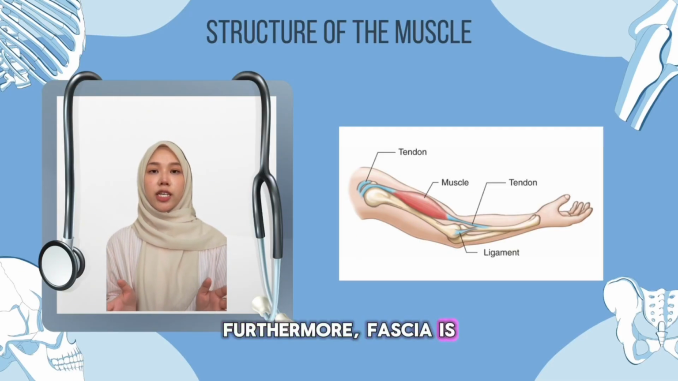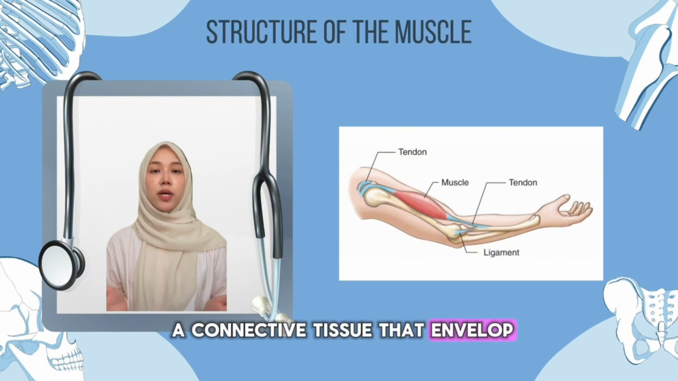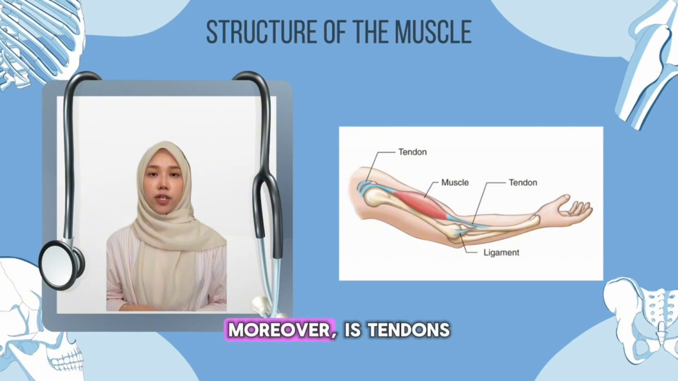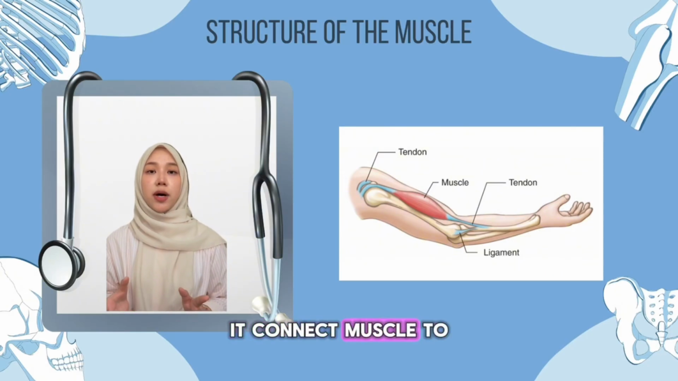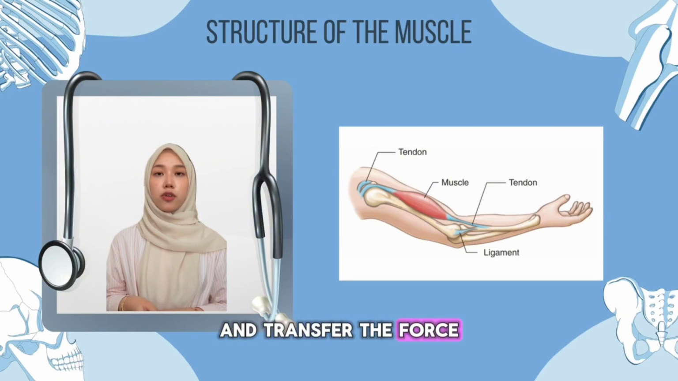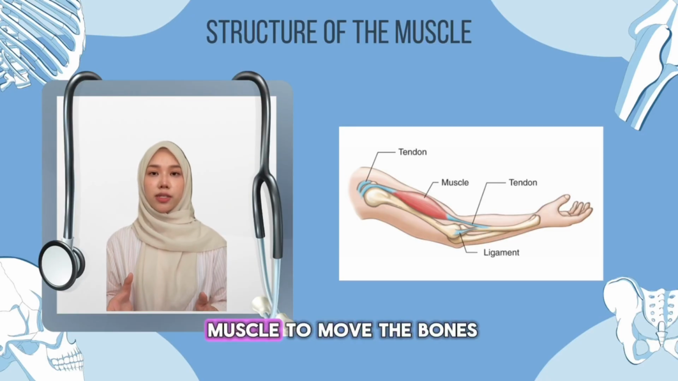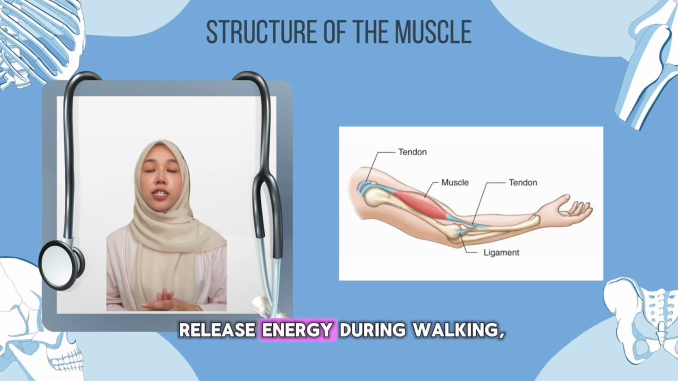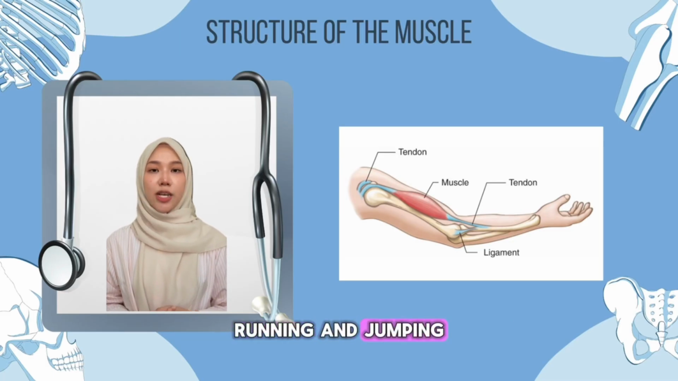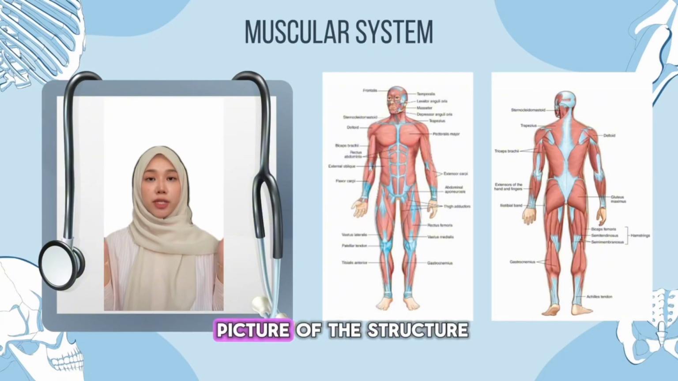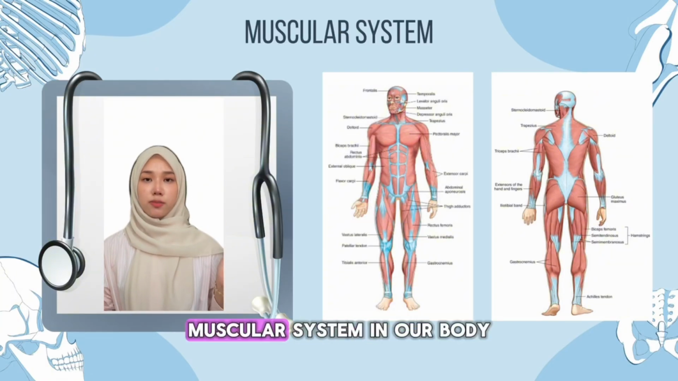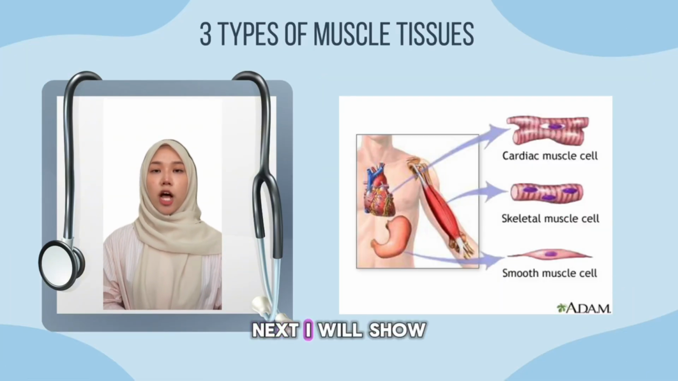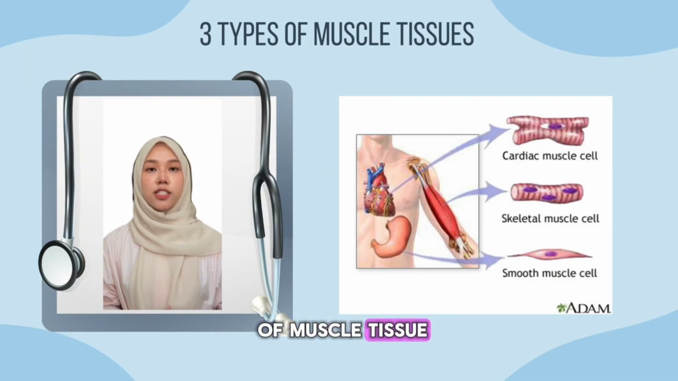Furthermore, fascia is a connective tissue that envelops, separates, or binds together all the muscles. Moreover, tendons connect muscle to bones and transfer the force produced by muscle to move the bones. Tendons also store and release energy during walking, running, and jumping. Here, I insert a picture of the structure of our muscular system from the front and back view. Next, I will show you the 3 types of muscle tissue.